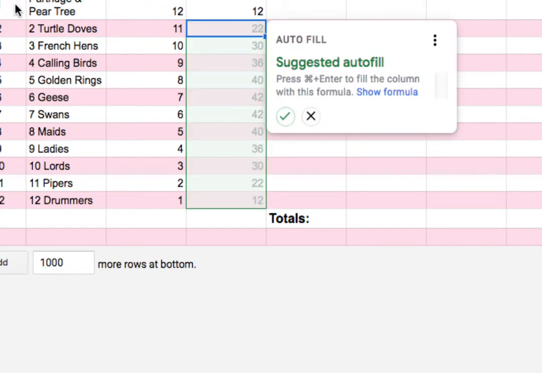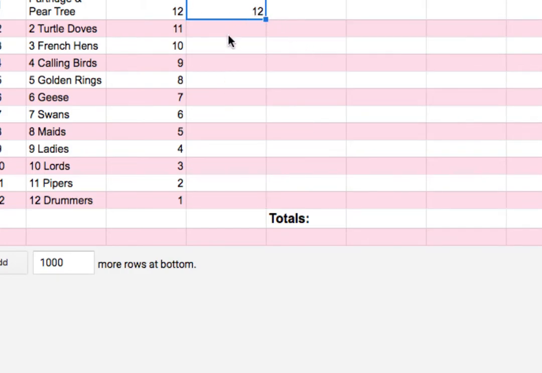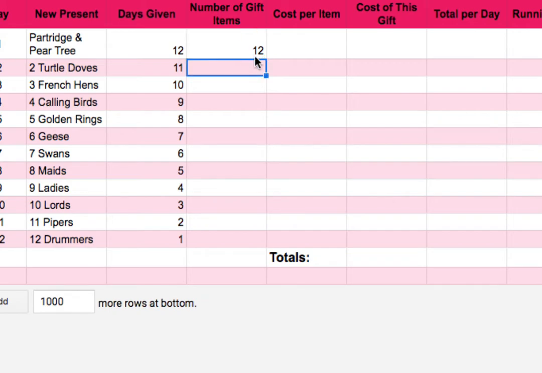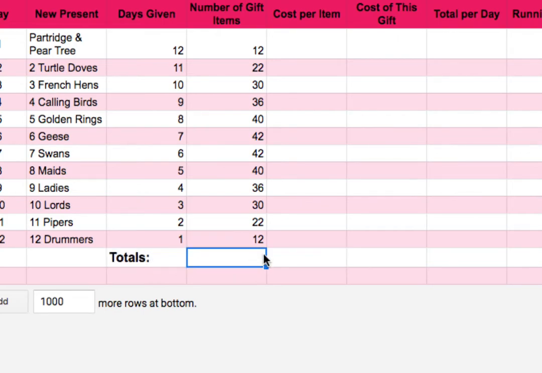So I hit enter. Notice that in my version of Google Sheets, it's going to ask you, do you want to autofill? And the answer is yes, but let me go ahead and reject that right now and do a manual autofill. So here, now we can autofill down, and there we go. So look at this. So far, we have this many gifts given: 22 turtle doves, 30 French hens total, etc. Now down here, it's probably wise to give a total here. So I'll let you do that.